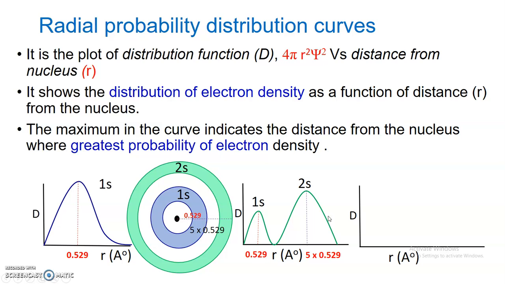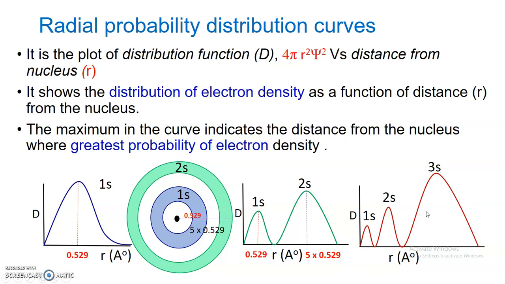Now consider the radial probability distribution curve for 3s orbital. Again, when the distribution function is plotted versus the distance from the nucleus, that is r in angstrom, this is the nature of the curve or graph for 3s orbital. So the first maximum is for 1s orbital, the second maximum or second peak is for 2s orbital, and this third maximum is for 3s orbital. So 1s, 2s and 3s.